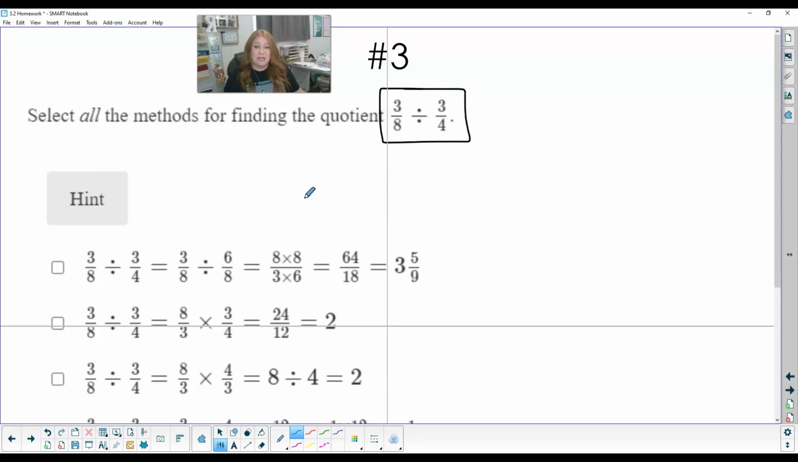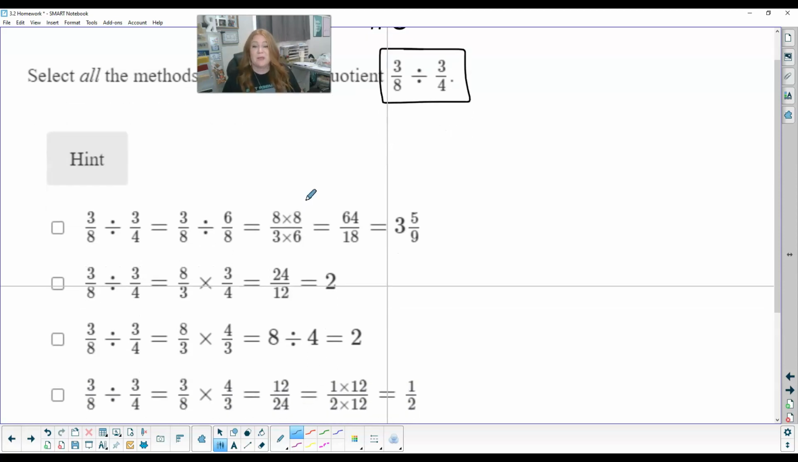So we're going to look and see how are some ways that we could do this problem. So I'm just going to think, before I even look at other answers, I want to know, what do I think? I could do 3 divided by 3 is 1, and 8 divided by 4 is 2. So this equals 1/2. If I have 3/8 and I cut it into 3/4, then I really only have half of what I started with.